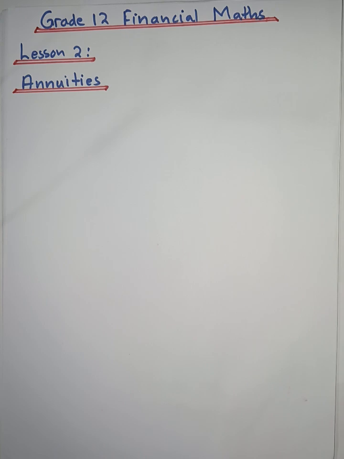So by definition, what is an annuity? An annuity is a series of regular fixed payments made over equal time intervals. The equal time interval could be monthly, yearly, semi-annually, or even every quarter. Remember we said it is a regular fixed amount, so it can be 500 every year or every month.